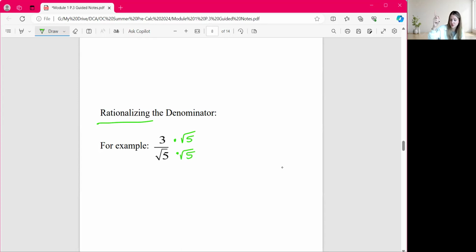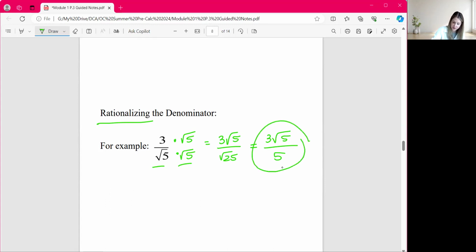And how we do this is by multiplying by the denominator. So if I multiply the numerator and the denominator by square root 5, I'm going to get 3 square root 5 over square root 25, which is going to be the numerator is going to be 3 square root 5. Square root 25, we know is 5. Notice that will always happen. Square root 5 times square root 5 is just 5. Square root of 100 times square root of 100 is 100. And this is going to be my final answer.